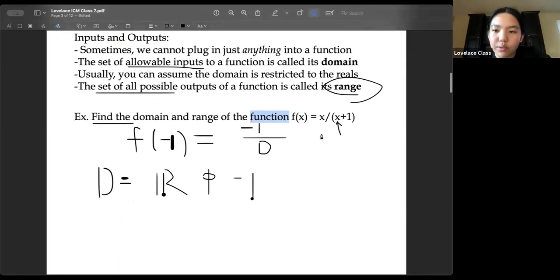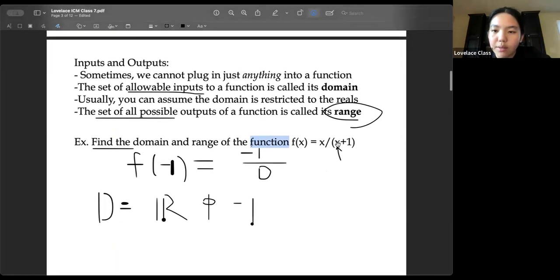And then the range, we can see here, we can get all real numbers in the range, right? But except for 1. So, all right, I'm going to change to text.